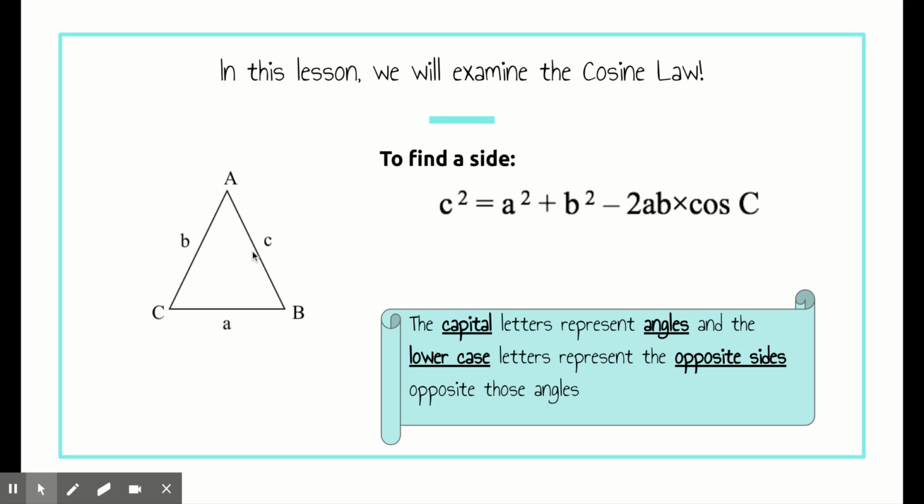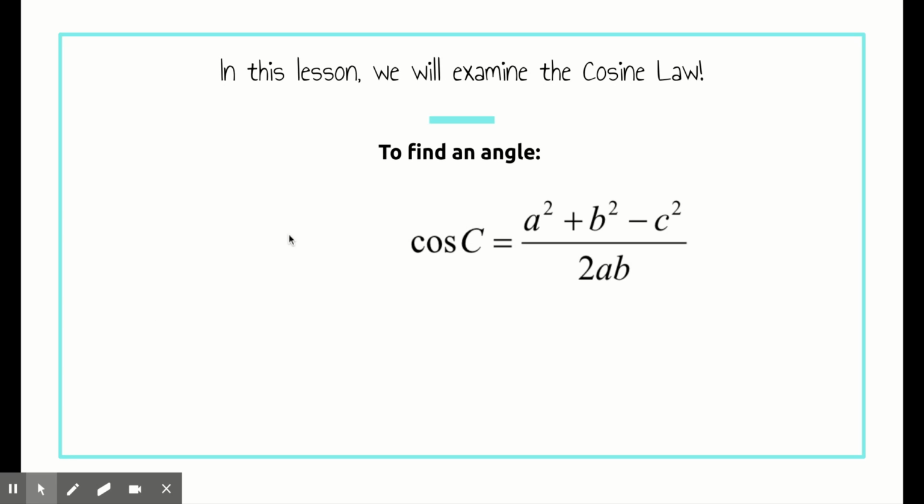So if I'm trying to find side c, I need to have side a, side b, and the formula is c squared equals a squared plus b squared, minus 2ab times cosine of angle C. So I need to have side, angle, side. They all have to be next to each other. If I have these three, I can then solve for the opposite side. You can also solve for an angle.